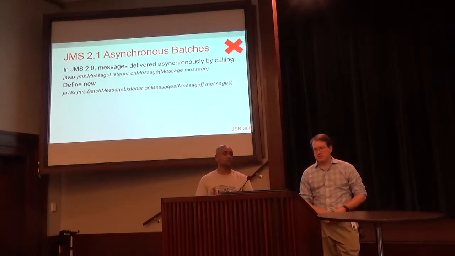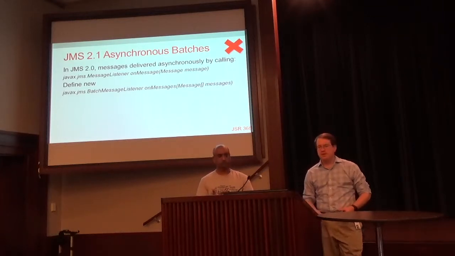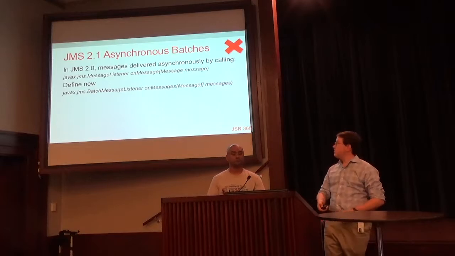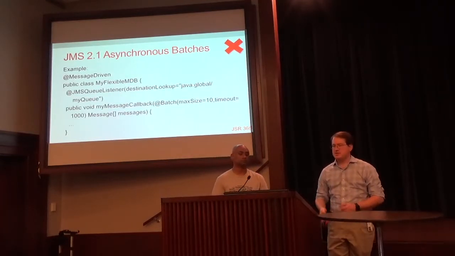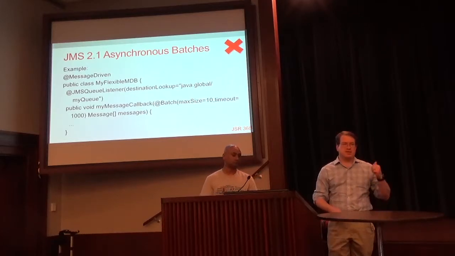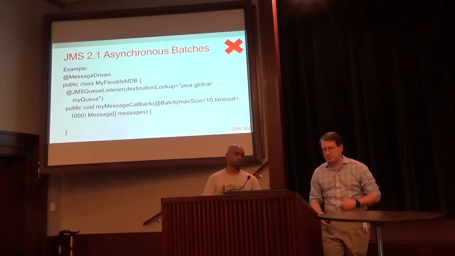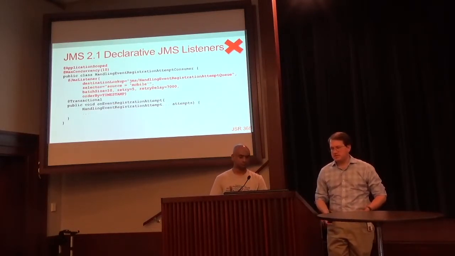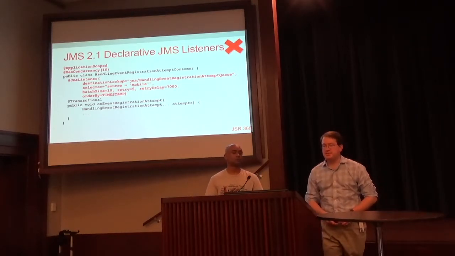One of the features that they were also talking about adding was asynchronous message batches, being able to receive batches of messages in one go. So some of these features would have been nice if they could have added them, but that has been dropped. Maybe a future release of it. This is just another example of what the asynchronous batch API would have looked like if it had made it into EE8. Declarative message listeners as well. So this was the proposed API that they've since dropped.